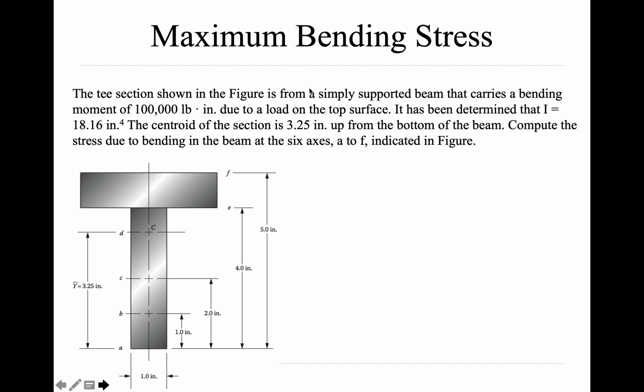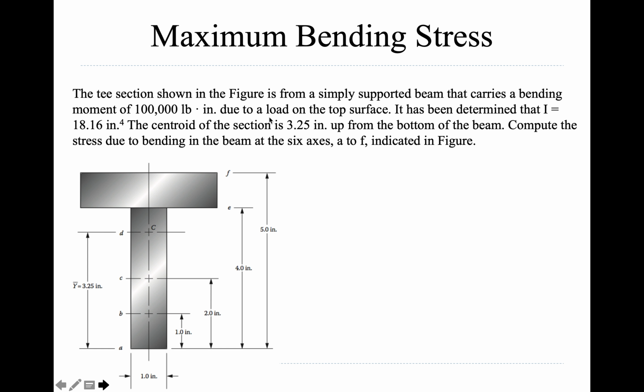We're going to use that equation, specifically the My over I equation, for this T cross section shown in the figure. It's a simply supported beam. That's not shown, but just assume a pin and a roller on the horizontal line. It's carrying a bending moment. I've thankfully already solved for the shear moment diagram, and I'm going to give you 100,000 pound-inch as the maximum moment that occurs due to whatever loading.